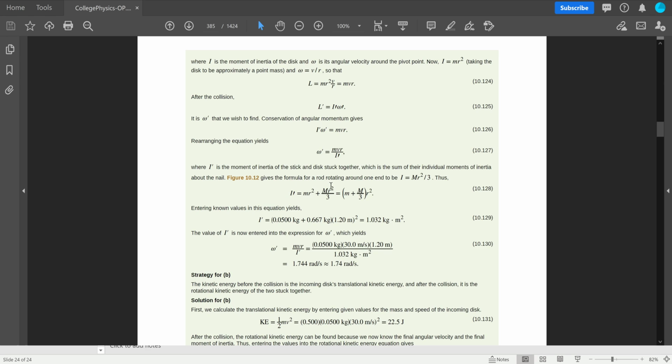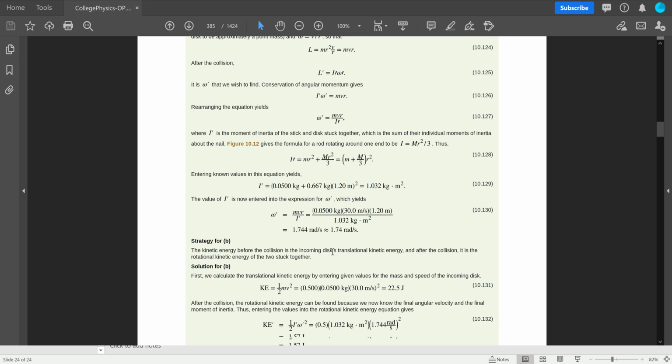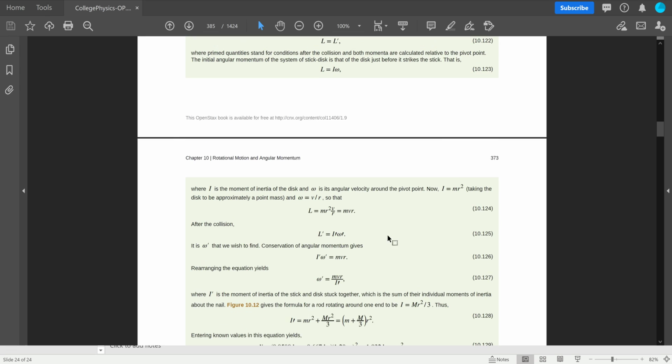So figure 10-12 gives the formula of a rod rotating around one end as I is equal to Mr squared over 3. Thus, we have our I is equal to mr squared from our disk plus Mr squared over 3. So that's m plus M over 3 times r squared. So once we plug all of our masses together here, we have 0.05 kilograms and 0.667 kilograms from converting our grams to kilograms, times our 1.2 meters squared. So that's 1.032 kilograms meters squared. So now we have our I, we enter it back into our original equation here. So our omega prime is mvR, 0.05 kilograms times 30 meters per second, times our 1.2 meters over 1.032. That gives us 1.744 radians per second. So we just round up there. And this equation here is from the original equation over here.